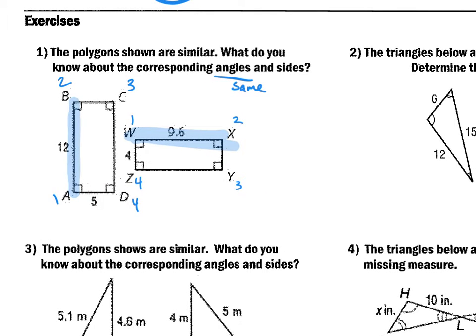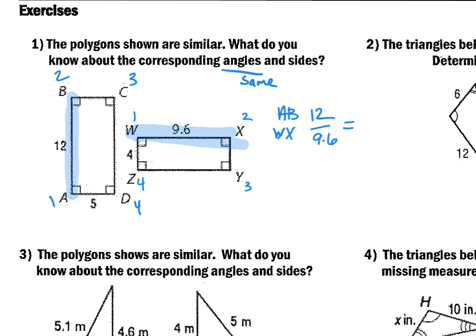So angles 1 to 2 are A to B is 12, and 1 to 2 over here, or W to X, is 9.6. Okay, and so then I want to figure out what my missing length is. So from 1 to 4, I got 5. 1 to 4 over here is 4.